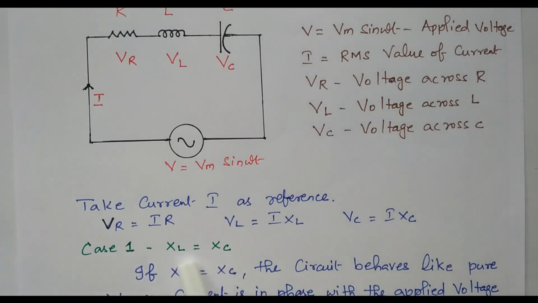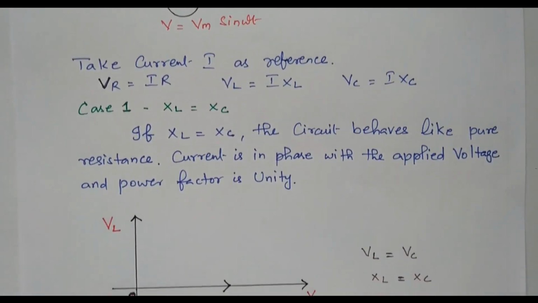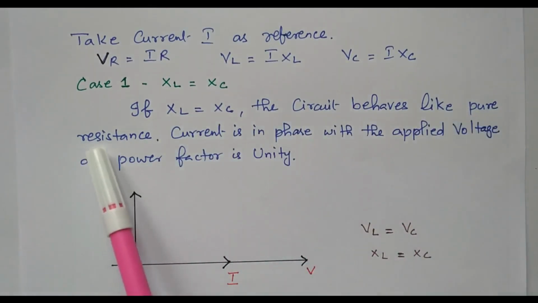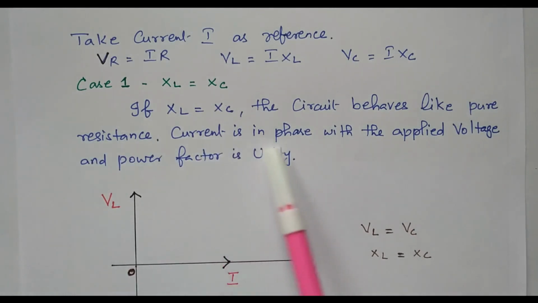Case 1 is where both are equal. If both are equal, it acts as a pure resistance. If XL equal to XC, the circuit is like a resistance because the capacitive reactance is cancelled by the inductive reactance. That is, leading and lagging are cancelled, so it acts as only resistance. If it is a resistance, the current is in phase with the applied voltage and the power factor is unity. Both effects are cancelled, the current will be in phase with the voltage, and the power factor becomes 1.